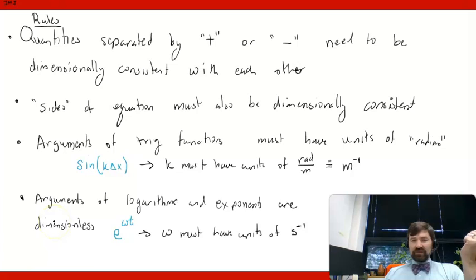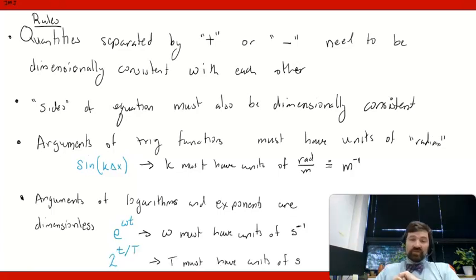Arguments of logarithms and exponents are dimensionless. So if I have e to the omega t, we know that time is in seconds, then omega has to be per second in order for this to be dimensionless. These two rules are kind of similar to each other. And when we say logarithms and exponents, that could include not just e to some power, but any number to some power. So if I have 2 to the little t over big T, and I know that little t has units of seconds, then big T is also in units of seconds. Okay, so these are the basic rules of engagement.